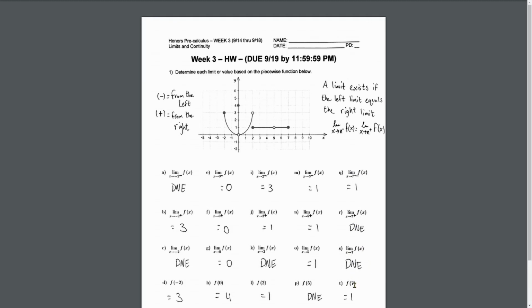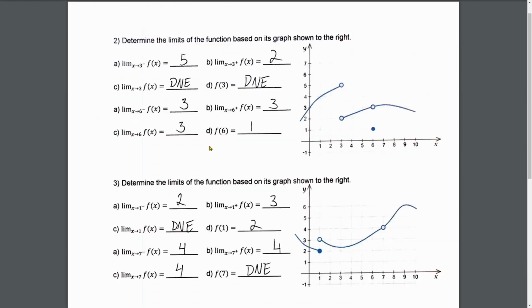Finally, evaluate the function at x equals 7. Well, the solid point here is at y equals 1, so f of 7 equals 1.